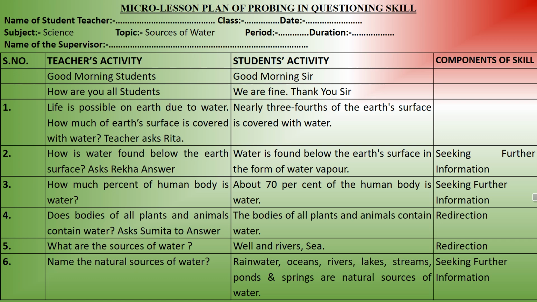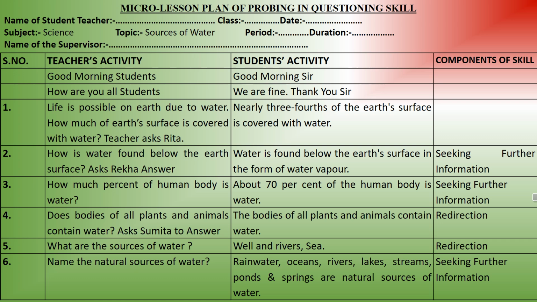After entering the class, the student teacher will wish the students good morning. The students will also wish the teacher good morning. After this, the teacher will give the statement that life is possible on earth due to water and ask the students the question how much of earth's surface is covered with water. The students will answer that nearly 3/4 of earth's surface is covered with water. The teacher will ask the next question, how is water found below earth's surface?